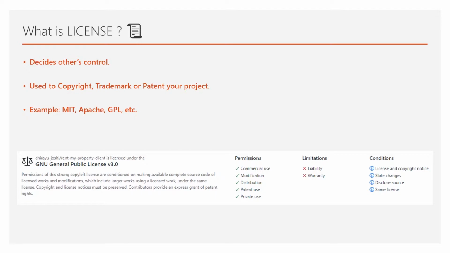Then the next license is GPL. It is one of the most restricted licenses. As you can see here in the below given image, by using the GPL license, you tell your users that you have the following permissions.